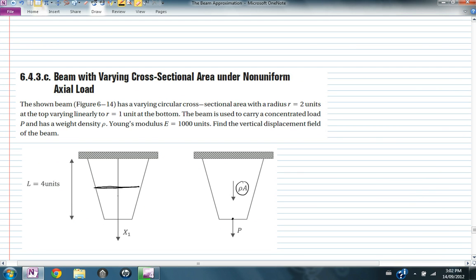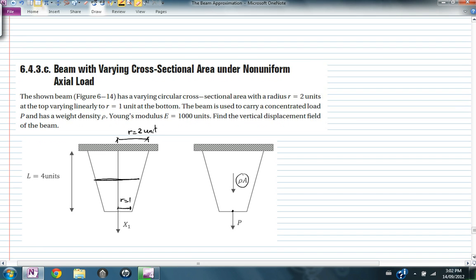And so the problem states the shown beam has a varying cross-sectional area with a radius of r equal to 2 units and r equal 1 unit at the bottom. And as you can see, the radius varies linearly.